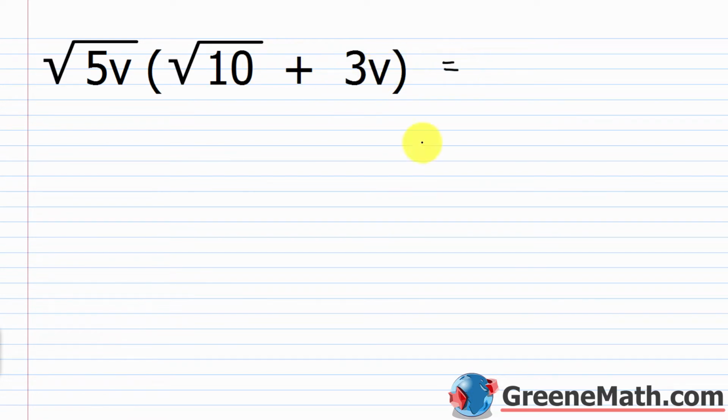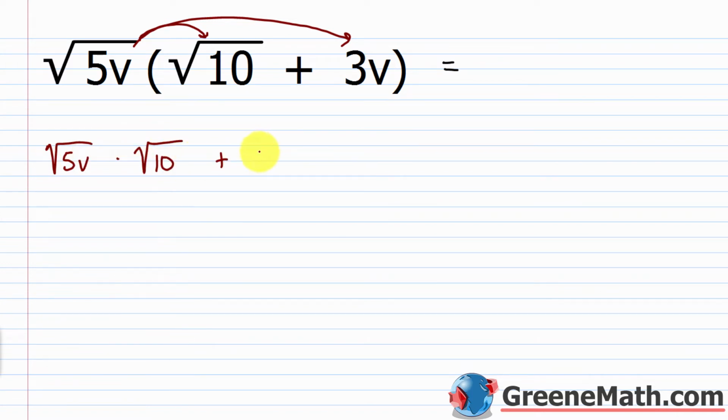So what I'm going to do here, because these are not able to be combined inside the parentheses here, I'm going to use my distributive property to simplify. So I'm going to multiply this times this and also times this, and we're going to see what we can simplify. So we'll have the square root of 5v multiplied by the square root of 10, and then plus the square root of 5v multiplied by 3v.